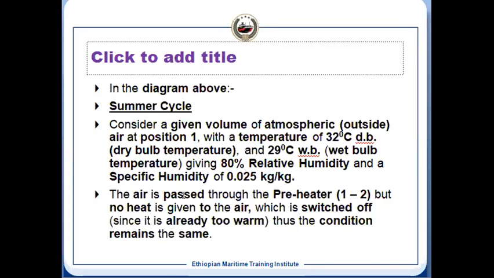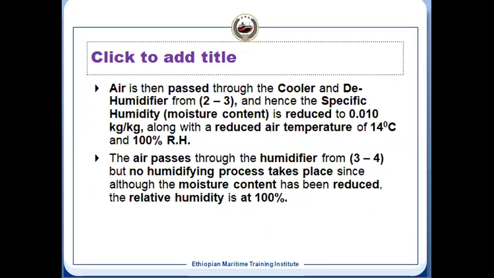Now once we are processing, the air will pass through a preheater. Suppose it is passing through a preheater, but in this condition, do you need a preheater? We don't need a preheater because the temperature is high. The preheater will be switched off. And the process will follow: the air will pass through the cooler because the outside temperature is high, 32 degrees centigrade, so it has to be reduced. Suppose it reduces to 14 degrees centigrade, at which it is 100% relative humidity.